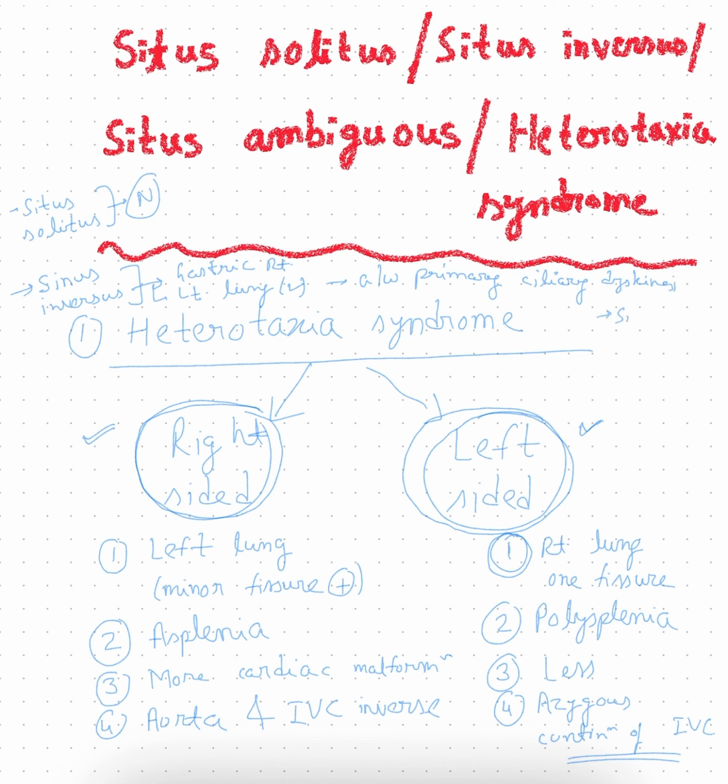And the last one is the situs ambiguus. Situs ambiguus is just like the heterotaxia syndrome. So if we say that it is the right-sided situs ambiguus, it has the same features as the right-sided heterotaxia, and similarly the left-sided situs ambiguus means left-sided heterotaxia syndrome. We can also use the word isomerism for the heterotaxia. So their features will also be similar. So these were the basic important confusing terms.